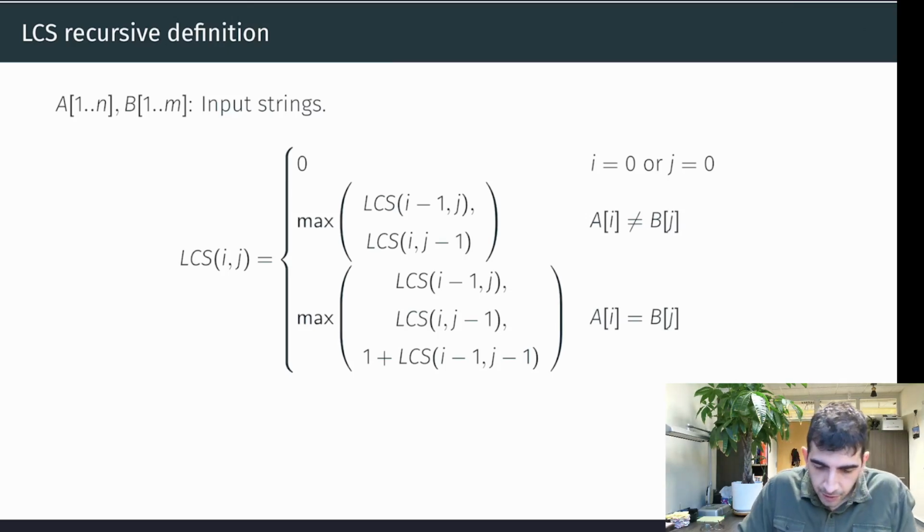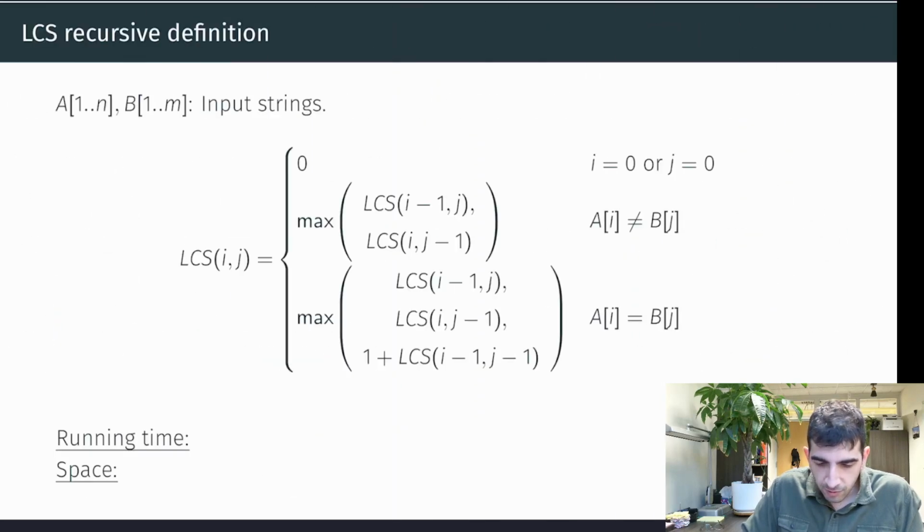So we have a good recurrence relationship, and we got it pretty fast, mostly because we already did a similar problem in the edit distance problem. So what's the running time of this problem?